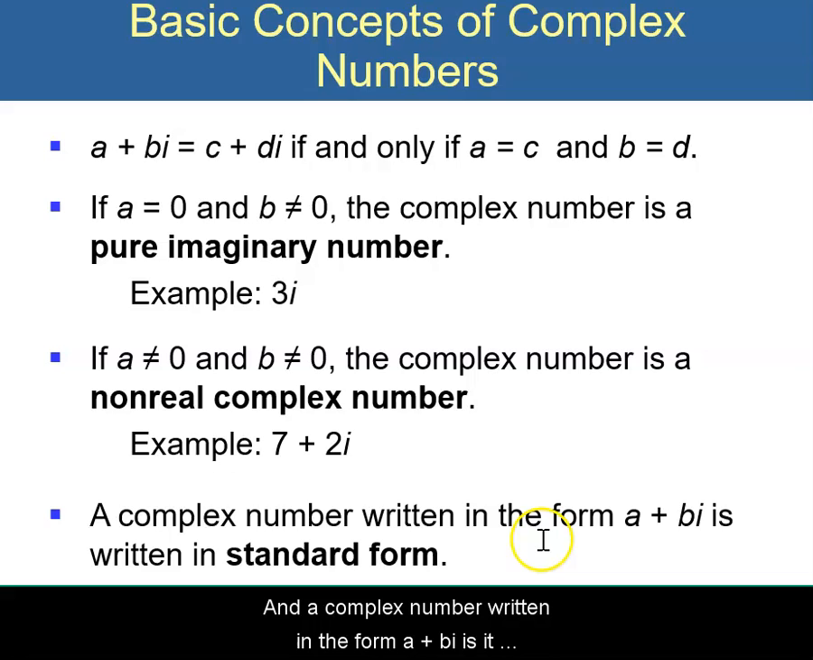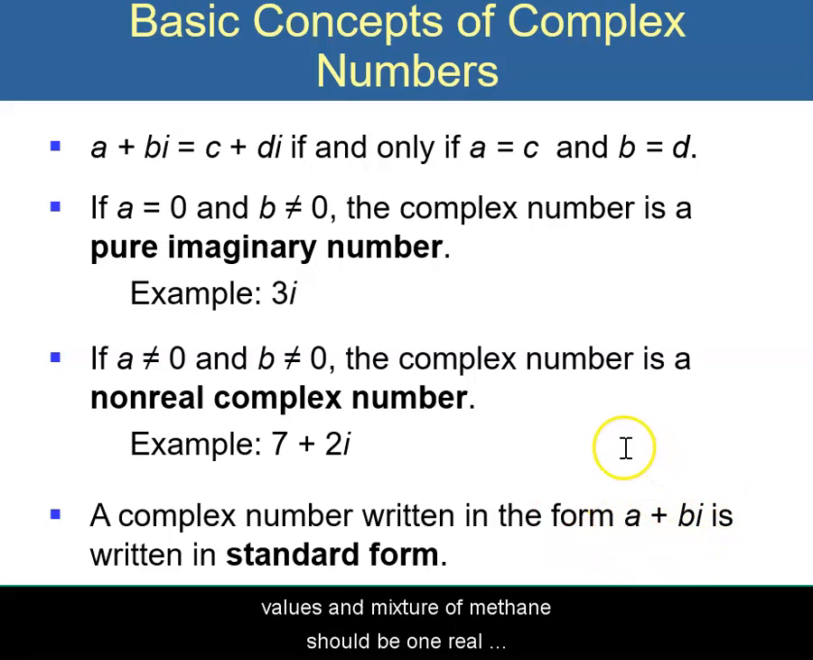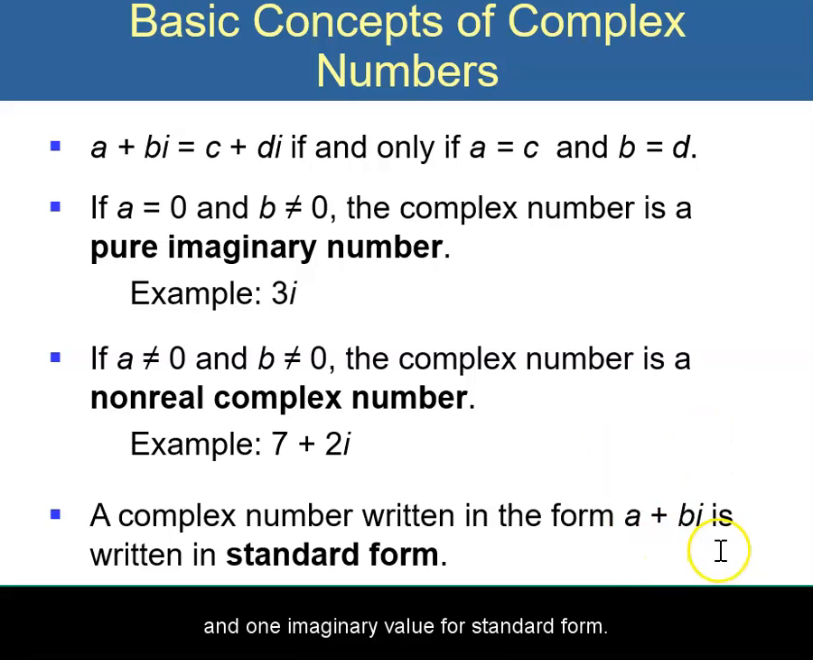And a complex number written in the form a plus bi is its standard form, right? So whenever we write a complex number, we will always write it in its standard form, except for at certain points in time later on in this chapter, we will have a different form. But for the first couple of sections, we always will write these things in standard form. So you should have only one real value and one imaginary value. You should not have a mixture of real values and a mixture of imaginary. It should be one real and one imaginary value for standard form. Okay.